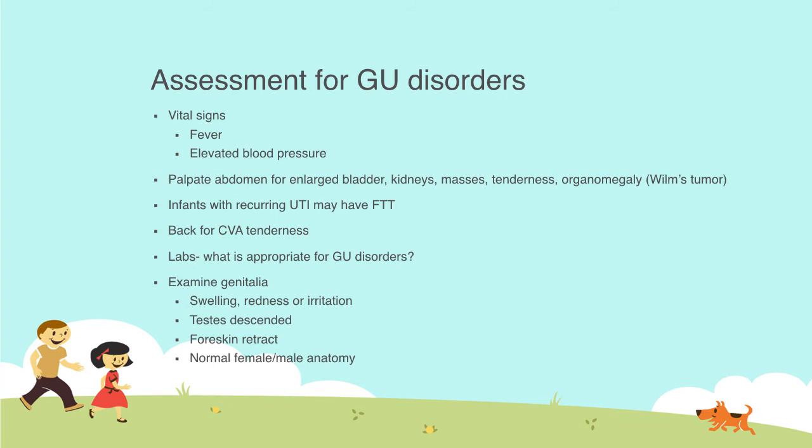What labs do you think are going to be important for genitourinary disorders? We're going to talk about a lot of them as we continue on, but be thinking about this because you have already had this information. When we examine the genitalia, look for swelling, redness, or irritation. We want to note, are the testicles descended? We want to note if the foreskin on the penis can be retracted. And we also want to look at the anatomy. Does it look normal for a female and male? And we'll talk about some disorders later on.